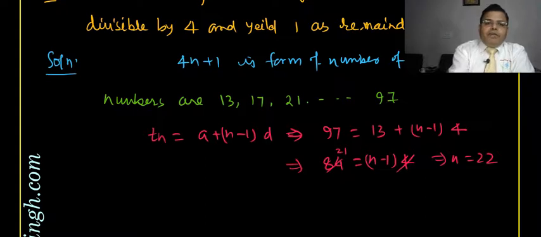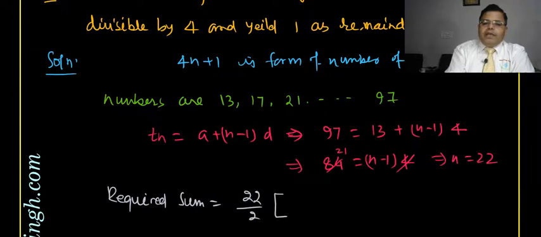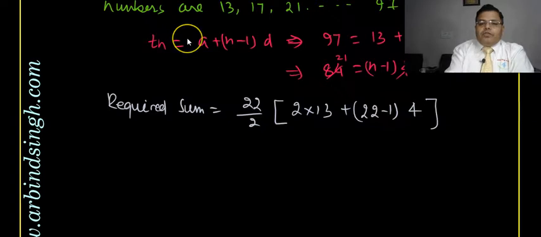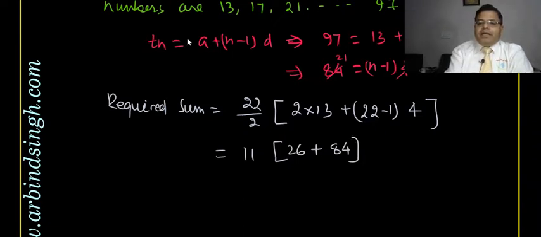Now the required sum will be n by 2 into 2a, a is 13, plus n minus 1, that is 22 minus 1, into d. What is d? d is 4. So you can calculate like this using the formula: 22 by 2, that is 11, into 26 plus 21 into 4, that is 84. 26 plus 84 is 110, multiplied by 11 is 1210, and that will be the answer of this question. So I hope you got it right.